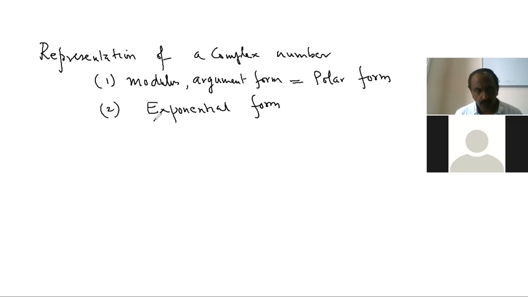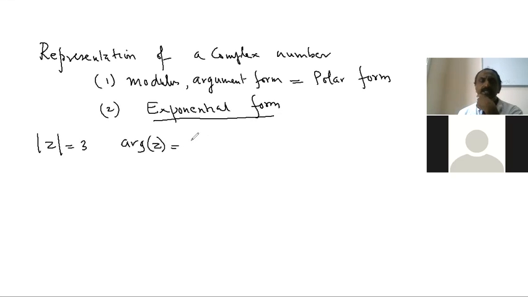Okay. Now, my one question to you is, suppose I say modulus of a complex number is 3. Argument of the complex number, argument or amplitude, both are same, is let's say pi by 3. Plot it on an Argand's diagram. How will I plot it on an Argand's diagram?